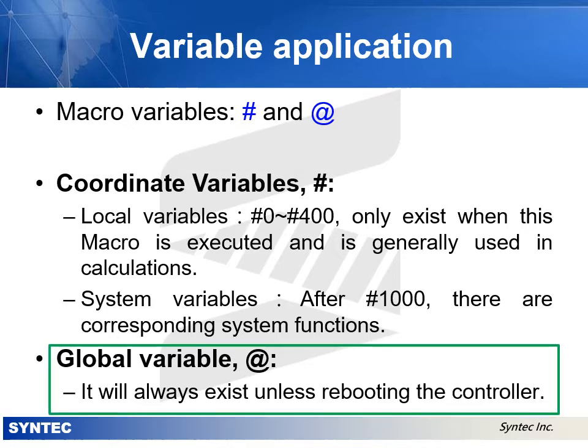The global variable will always exist unless the controller is rebooted. For example, if we assign a new value to variable number 1 in macro A, the value will be the same when using it in macro B. So if you're editing a macro, in general, use the coordinate variable first.